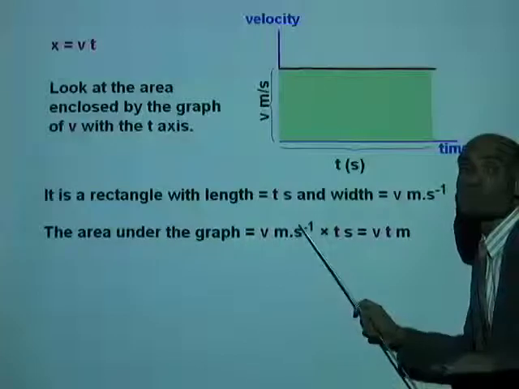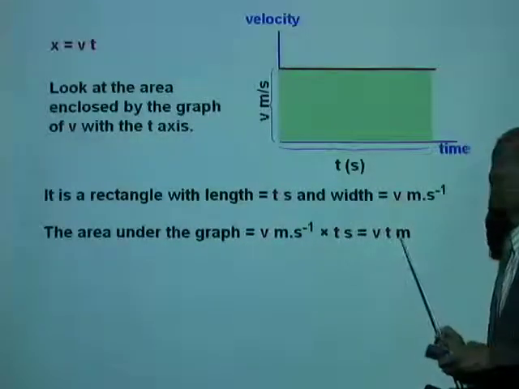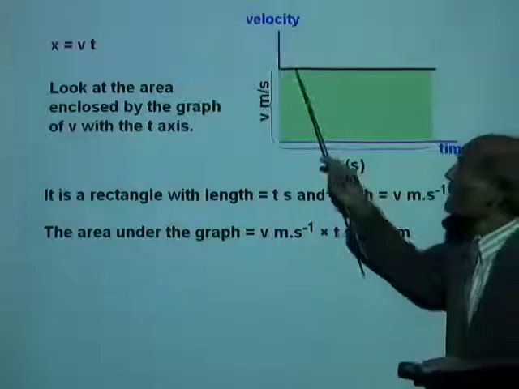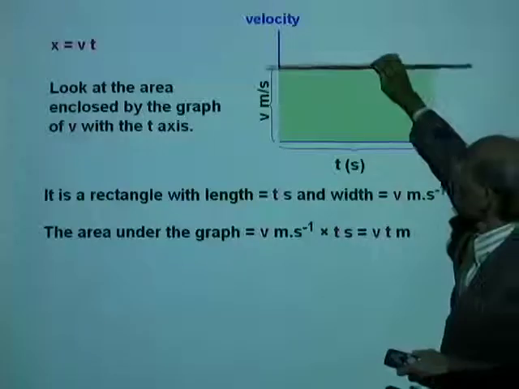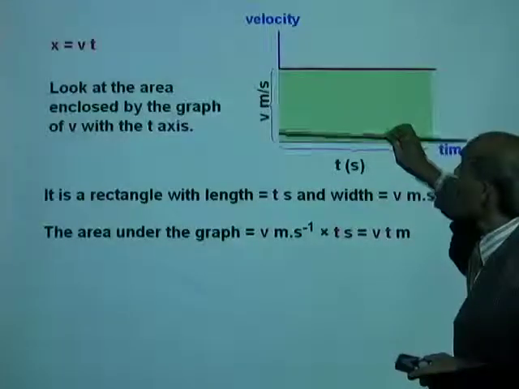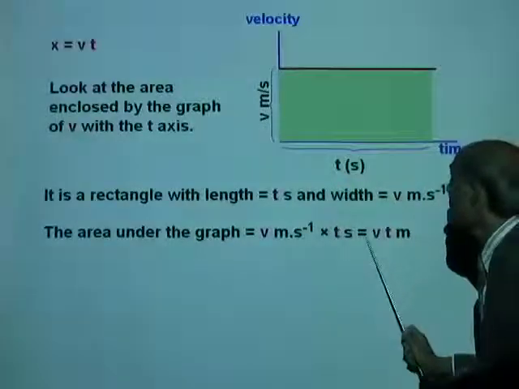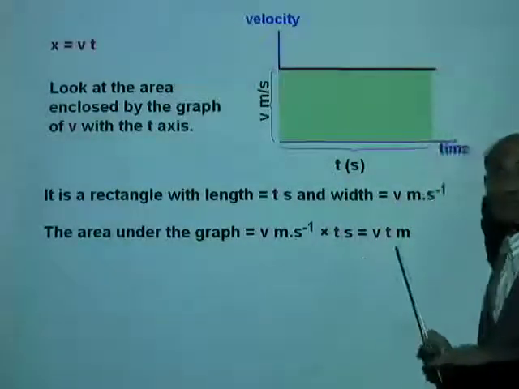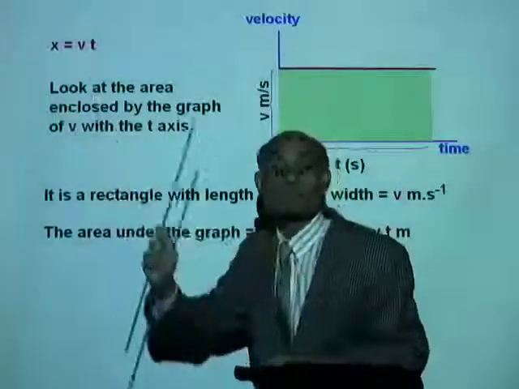What is meters per second multiplied by seconds? That would be meters. So the area under the velocity graph, in other words, the area enclosed by the velocity graph with the x-axis, is a measure of what? v multiplied by t is x, the displacement.